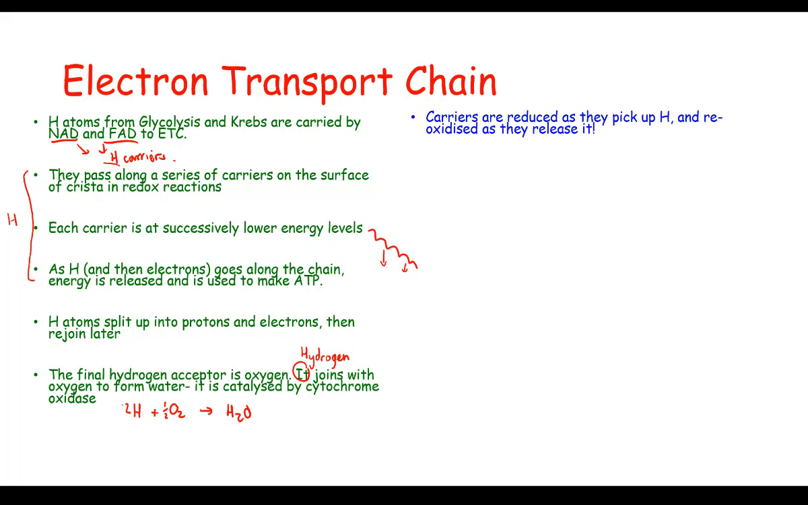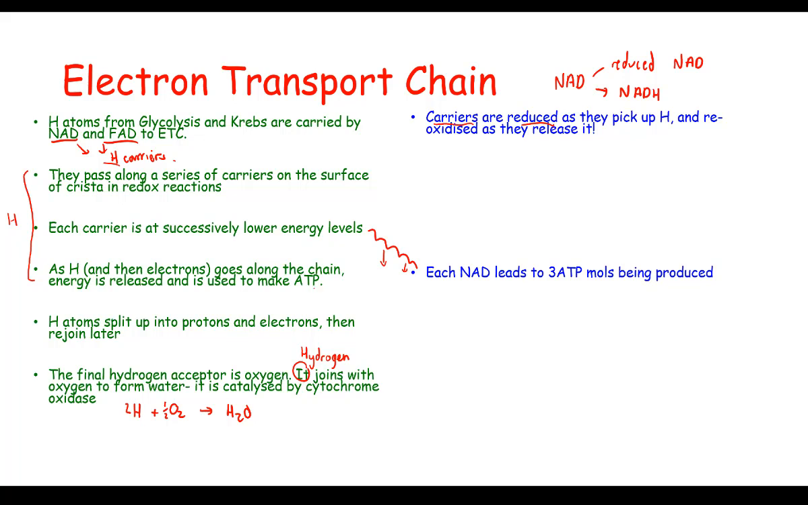Now a few other wee notes is that at this stage in glycolysis and Krebs and even the link, where the molecules release hydrogen, the hydrogen gets picked up by the carriers and the carriers become reduced. So what you'll see sometimes is the NAD either being referred to as reduced NAD to show that it has hydrogen, or just simply NADH. Once they release their hydrogen, they become reoxidized.